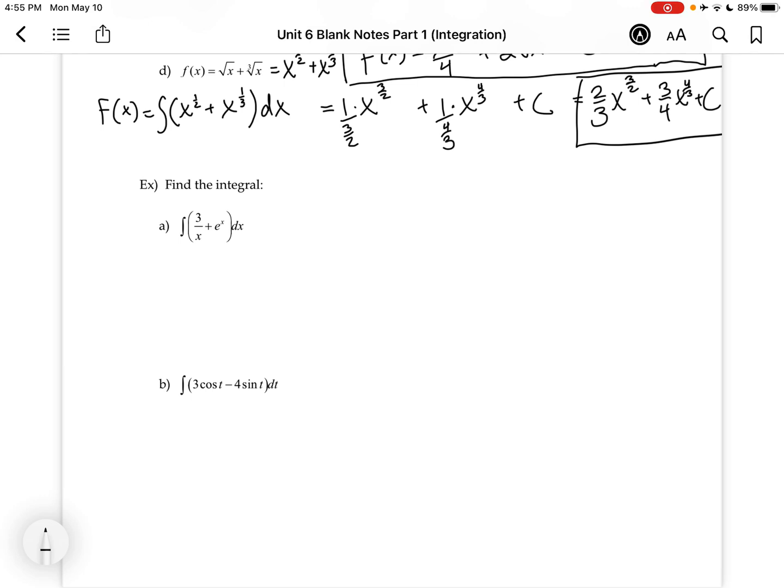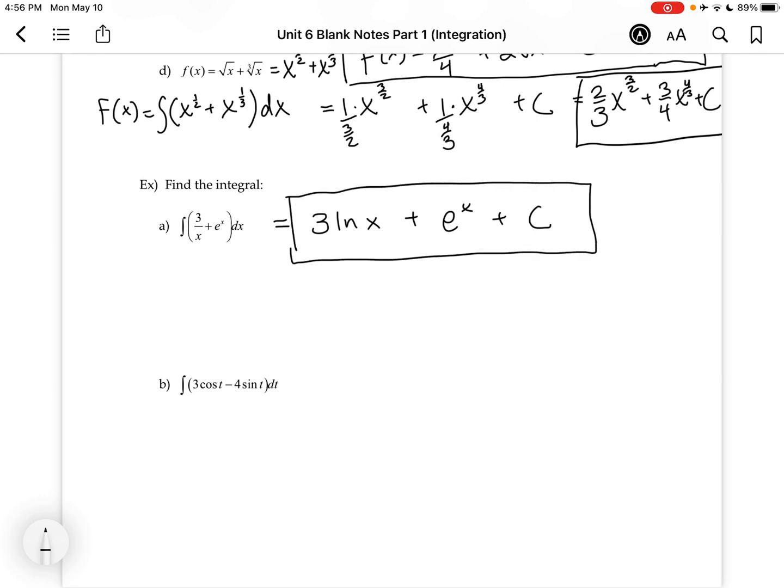Okay, so this is going to essentially equal 3 ln x plus, and then remember the derivative of e to the x is e to the x. So if the derivative is e to the x, the original function would have been e to the x as well, plus c. Okay, so that would be the integral or the antiderivative.